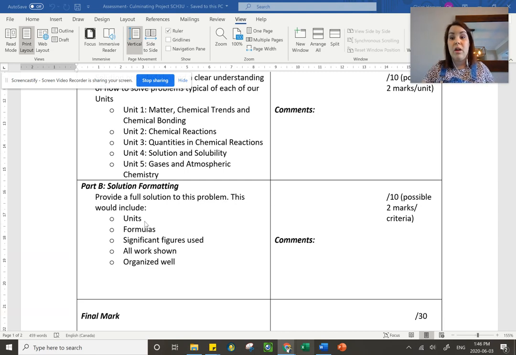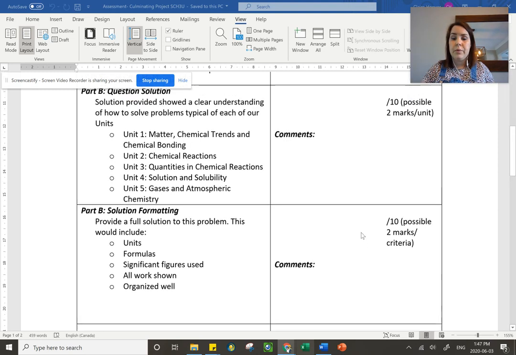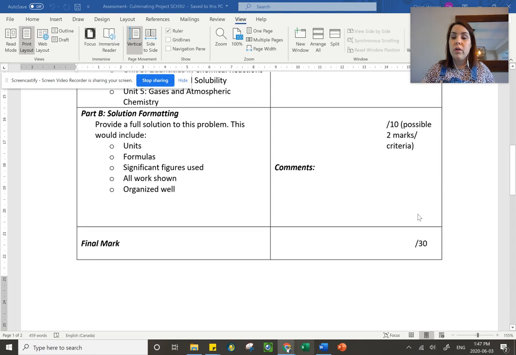So did you use units all the time? If every single time you should have included a unit, you had one, you get 2 out of 2 marks. If every single time you should have had a formula, you included it, you get 2 out of 2 marks. Okay. So each of those 5 criteria are going to be marked out of 2 for a possible of 10 marks. So that means the total culminating is going to be worth 30 marks.